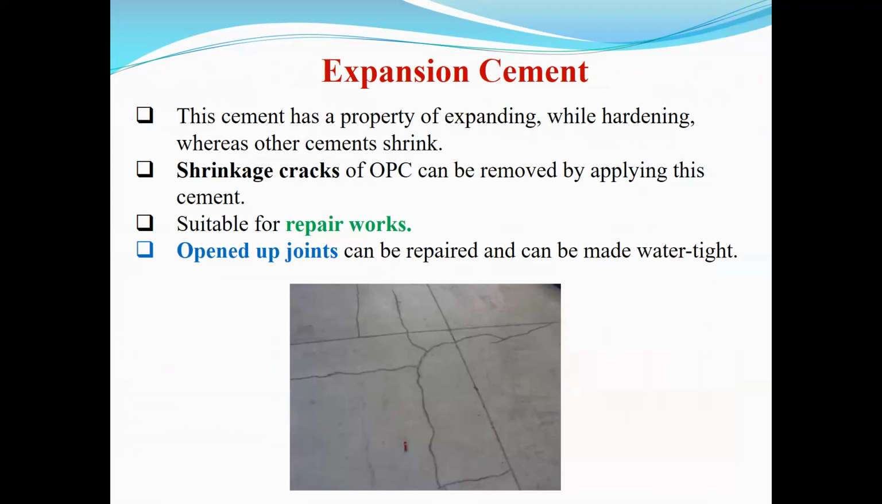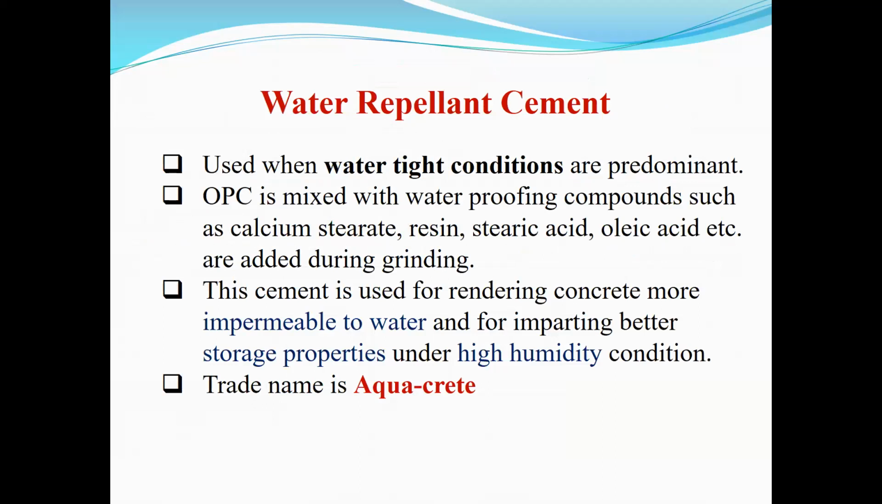Since it can expand, whenever there is a crack, it needs repair. So expansion cement is suitable for repair works, and opened up joints can be repaired and can be made watertight by using expansion cement. The last one is water repellent cement, and it is used when watertight conditions are required.